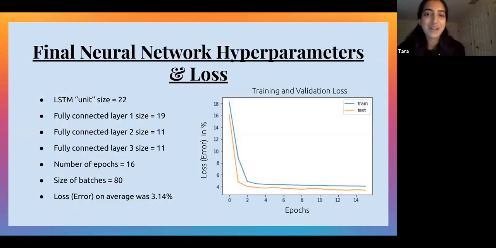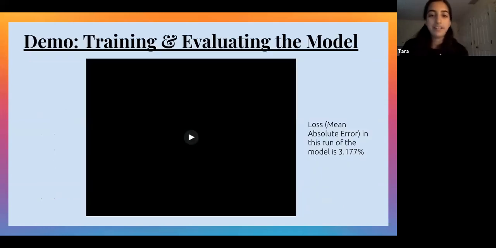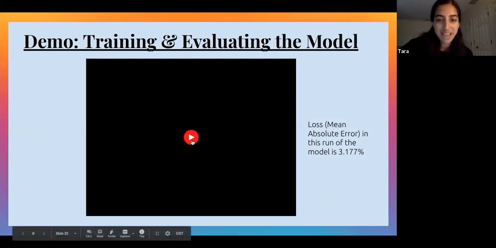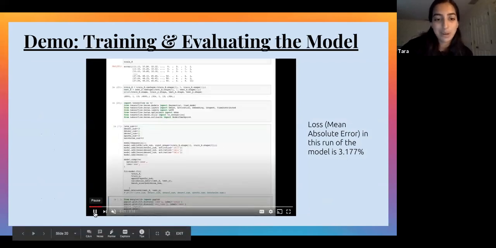So here are my hyperparameters for my final model. And on average, my prediction of the average mobility for a specific day was off by around 3.14%. And here's a graph that shows the loss getting smaller as it iterates through more epochs. So I have a screen recording video of my model being trained. And at the end, you can see that this time the model's error is around 3.17%.